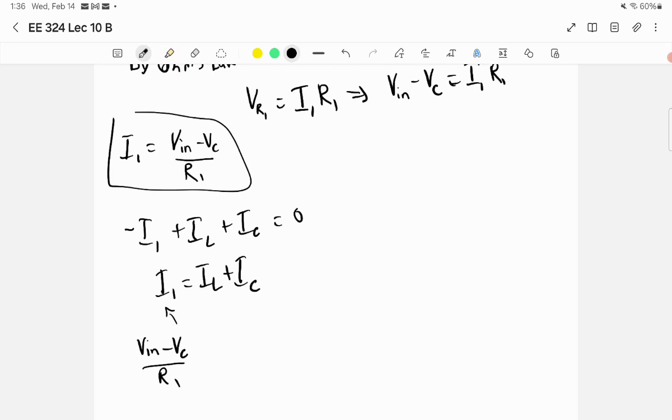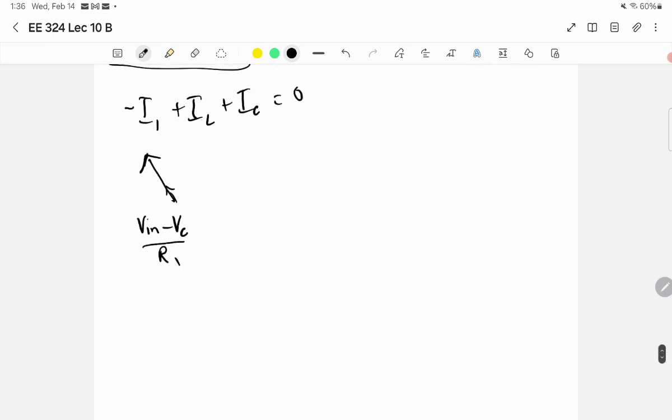I guess it's going to make sense if I just leave it with this. So I'll just put it this way. So I get minus Vn minus Vc over R1 plus IL plus IC is equal to 0, from this first thing.